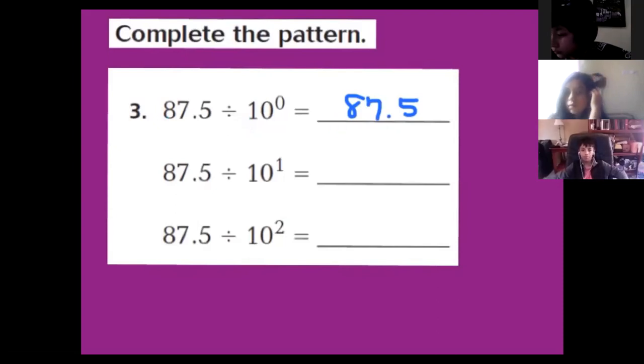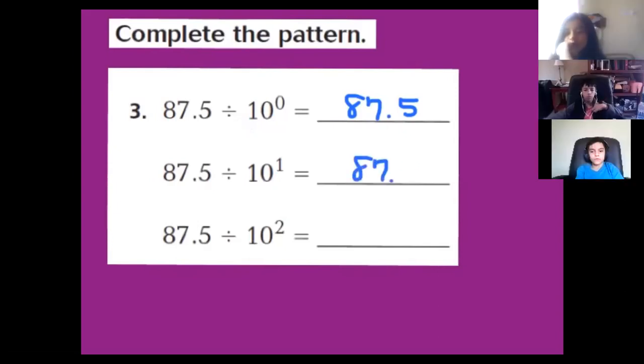Now, take a look at the second part in this problem. We have 87 5/10 divided by the first power of 10. Well, what I know is this time my exponent is a 1. So I'm going to write down my 87 5/10. And because my exponent is a 1, that means I'm going to need to move my decimal 1 place to the left. So we're now going to move the decimal 1 place to the left. So our answer now turns out to be 8 and 75 hundredths.